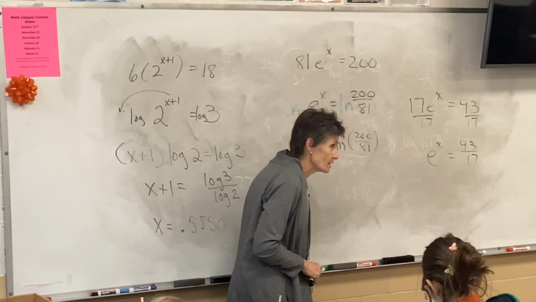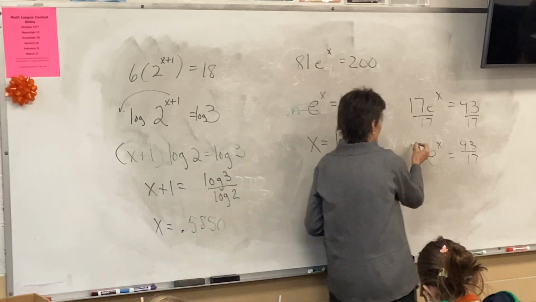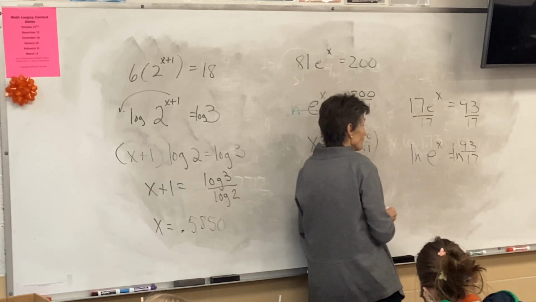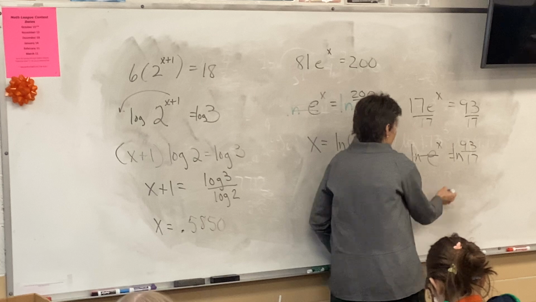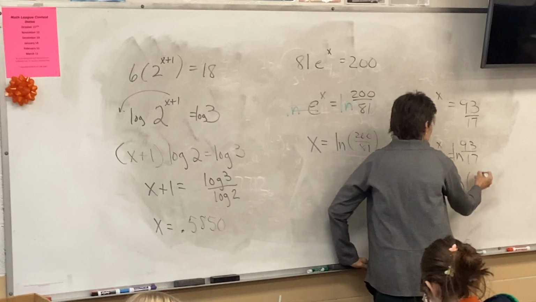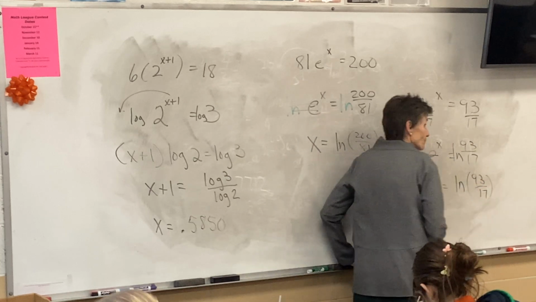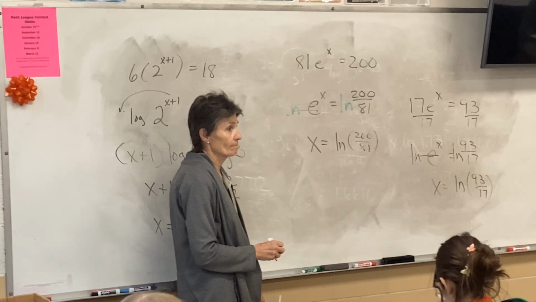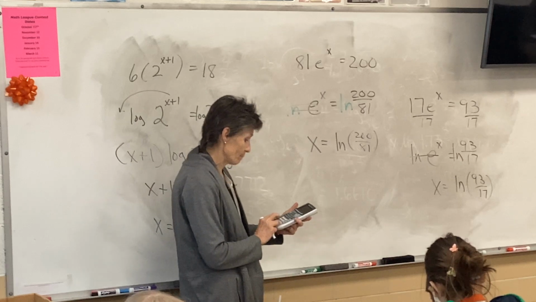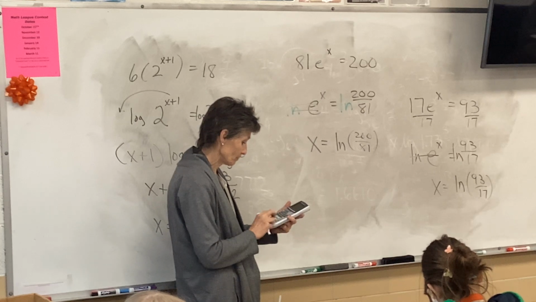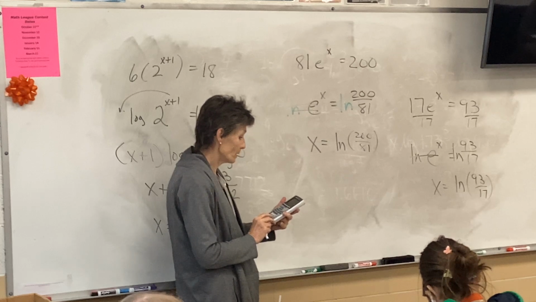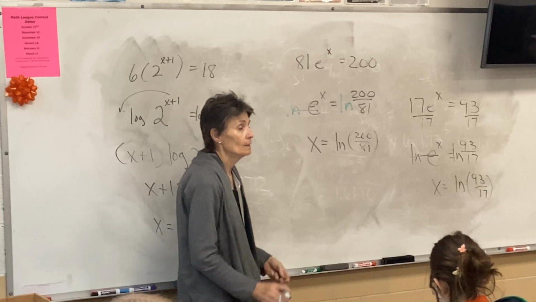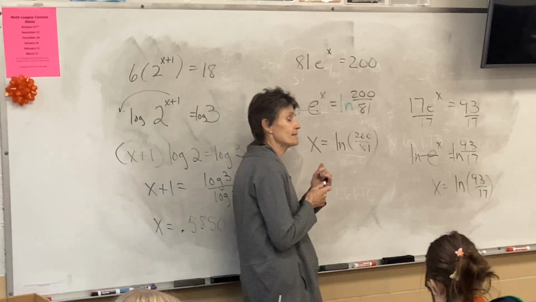Now, Jarius, I'm going to ln both sides. And what's going to happen when I do that? That's gone. And x will equal ln 93 over 17. And my answer then is 1.6994. Yep, 1.6994.